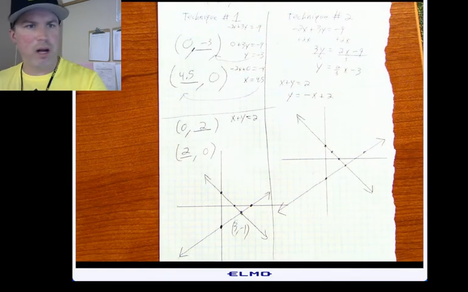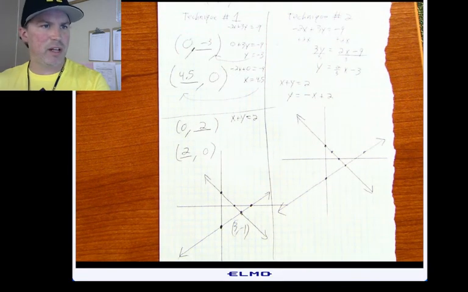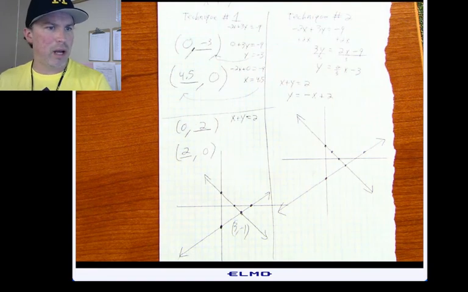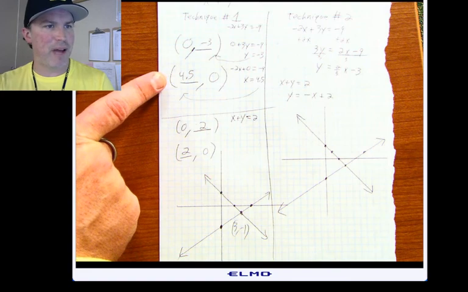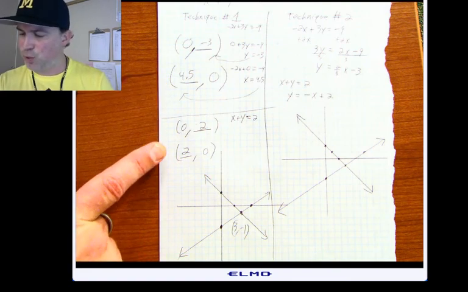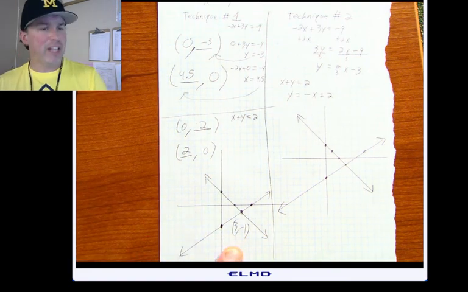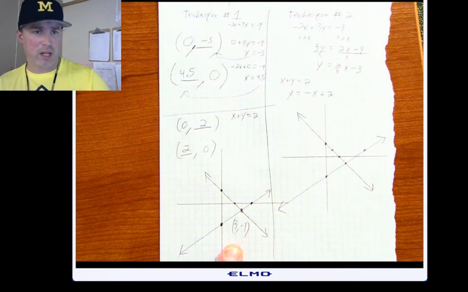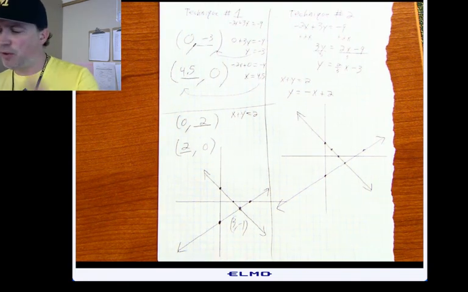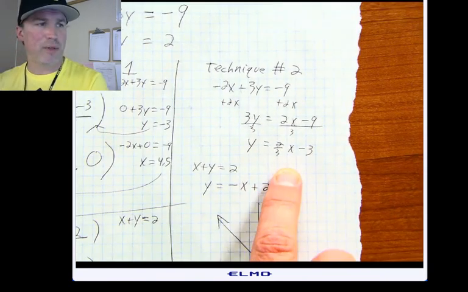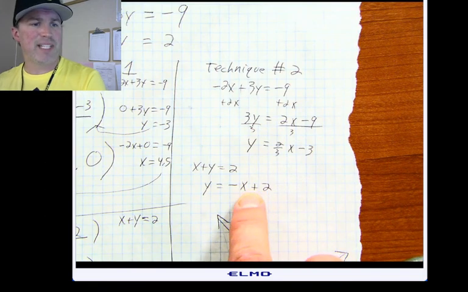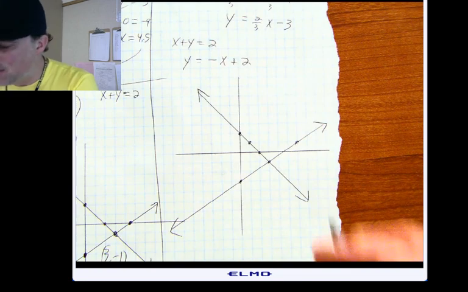Okay, the work that you see up on the screen, if you use Technique 1, I got intercepts of (0, -3) and (4.5, 0) for one graph, and (0, 2) and (2, 0) for the other one, and got a solution of (3, -1). For the other technique, I solved the 2 equations for y, and one equation was y equals 2 over 3x minus 3. The other one was y equals negative x plus 2. And when I graphed the 2 equations, they intersected at the same spot.